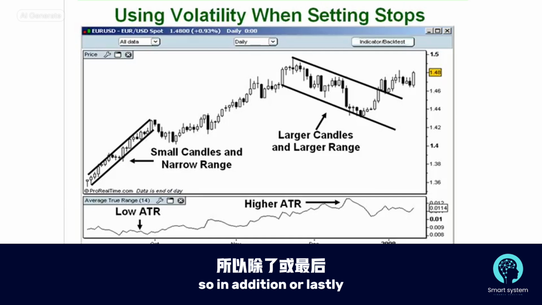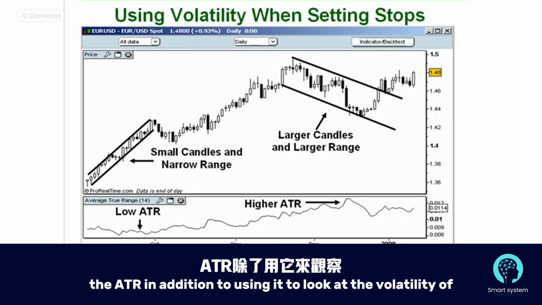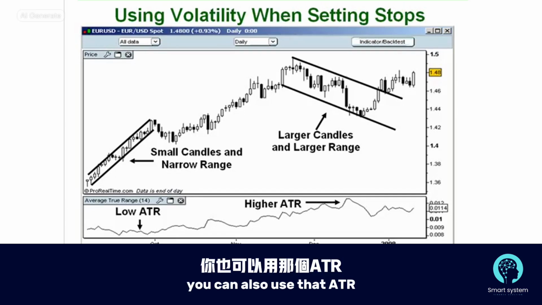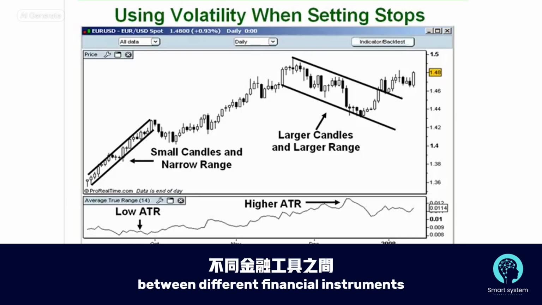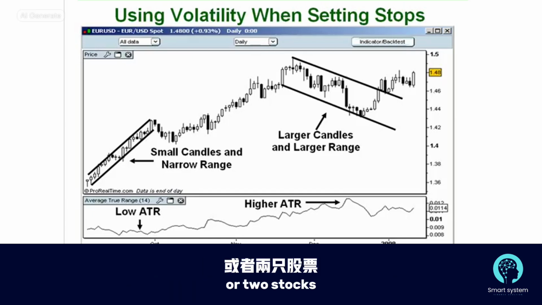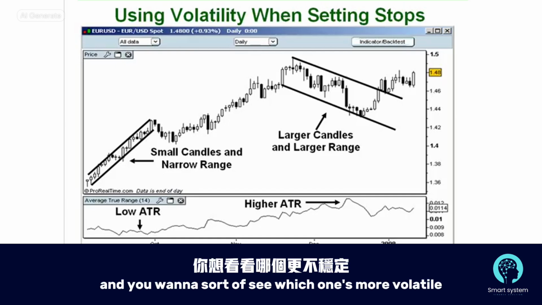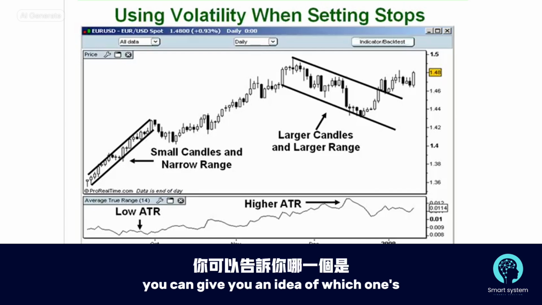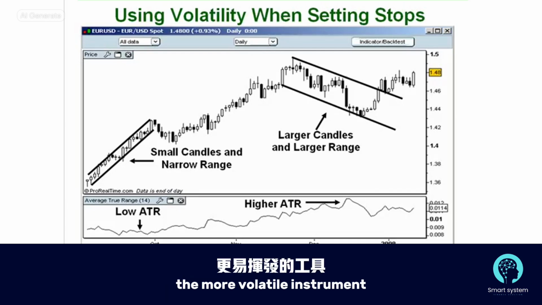Lastly, in addition to using the ATR to look at the volatility of one financial instrument, just a side note here is that you can also use the ATR to compare volatility between different financial instruments. So let's say you're looking at two currencies or two stocks, and you want to see which one's more volatile. You can look at the average true range numbers for each of those, which can give you an idea of which one's the more volatile instrument.